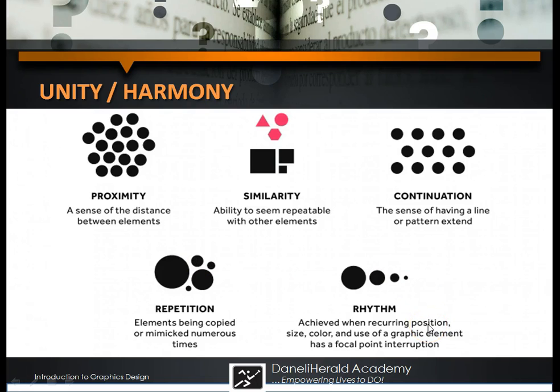Rhythm is the next one, the fifth one, under unity, the principle of unity and harmony. Rhythm, achieved when recurring position, size, color, and use of graphic element has a focal interruption. I will explain this to you. Look at these 4 circles. They're different in sizes, the same shape.